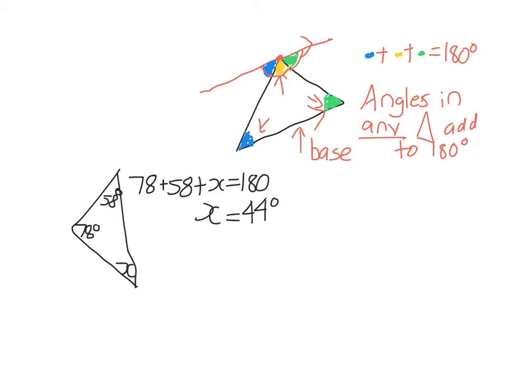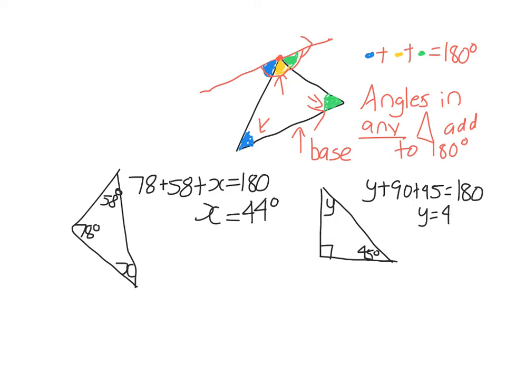How easy was that? So let's look at this right angled triangle here. Same thing, we have y plus the right angle plus 45 must add to 180. So y is just 180 minus 90 minus 45. Turns out y equals 45 degrees. So that means this angle and this angle are equal. So these two sides would be equal and the triangle would actually be isosceles.